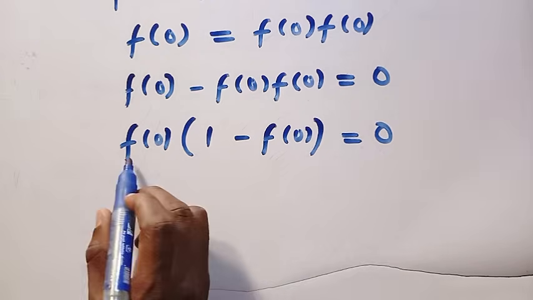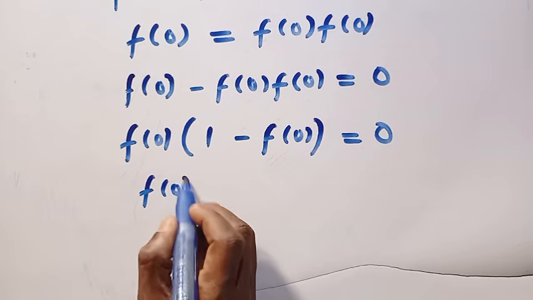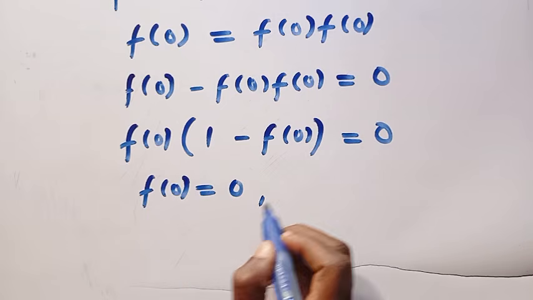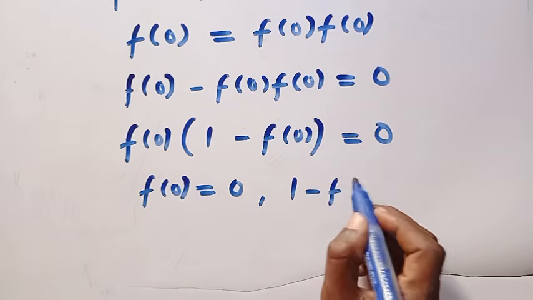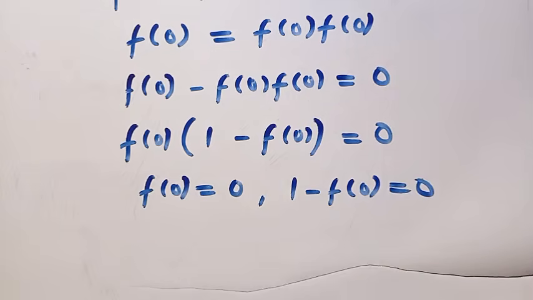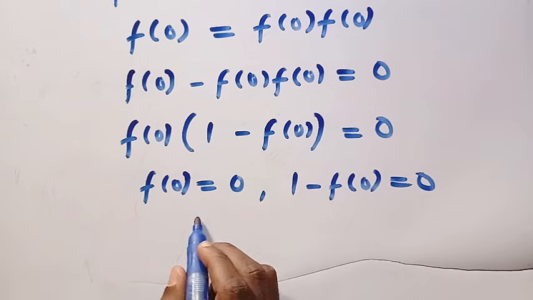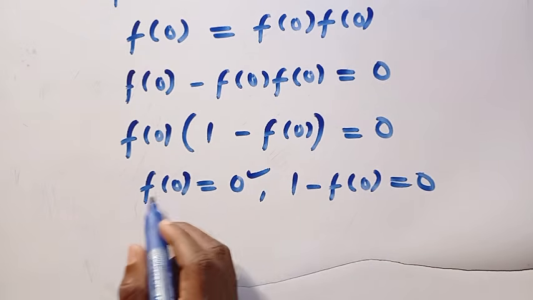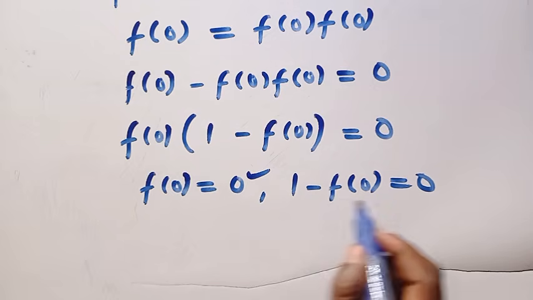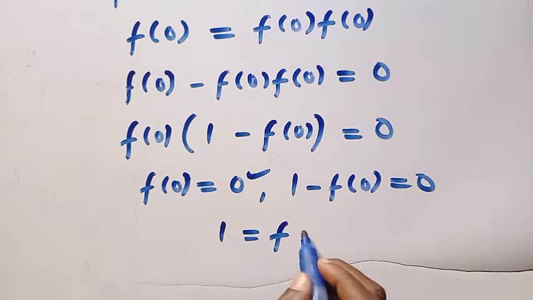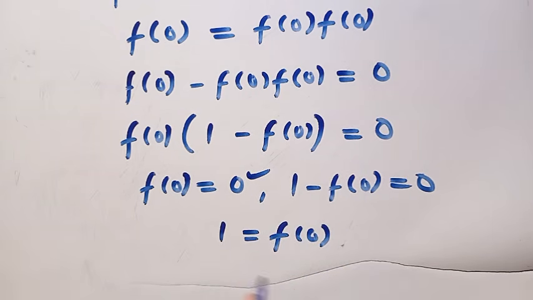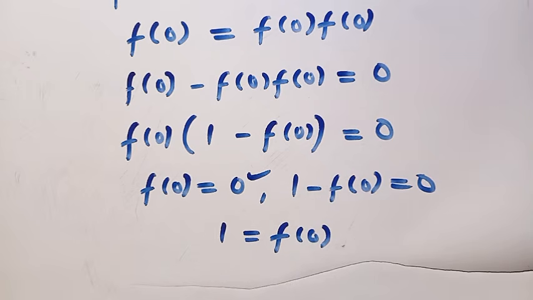And in the next step, we let f of 0 here be equal to 0, or we have 1 minus f of 0 equals 0. So therefore, the first solution is f of 0 equals 0, and we have 1 equals f of 0. So we get f of 0 equals 0 and f of 0 equals 1. But the question is, we need to get f of x. What is the value of f of x?